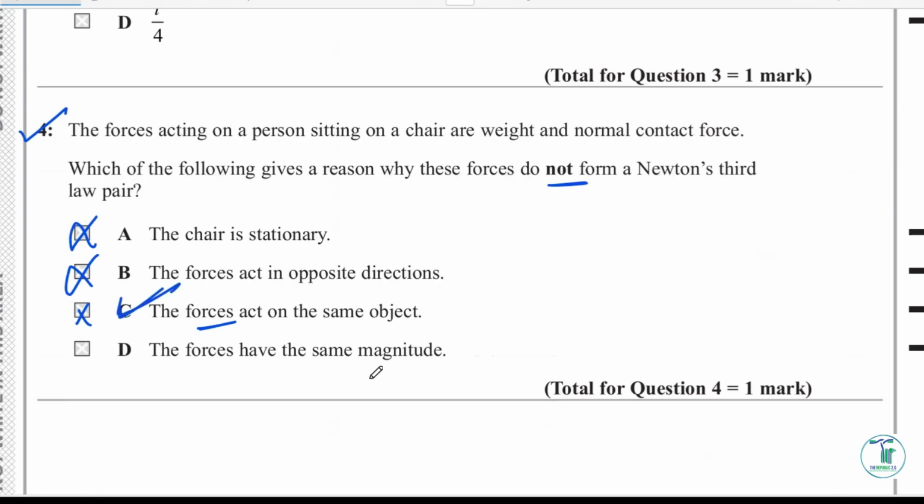And D, the forces have the same magnitude. Well, even if you're talking about the Newton third law pair, the forces should have the same magnitude. So that is also a condition for the Newton third law pair. So that could also not be the answer.